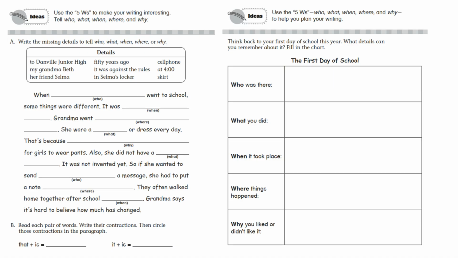Then, move down to part B. Write the correct contractions for the words that is and it is, and then circle those contractions up in the story you just finished. Pause the video now to complete the 5 W's page.